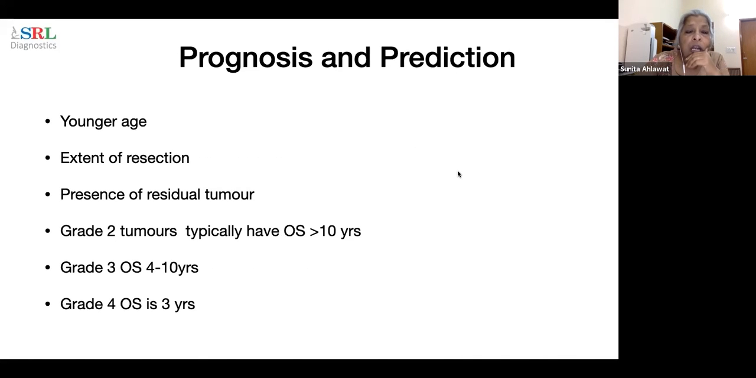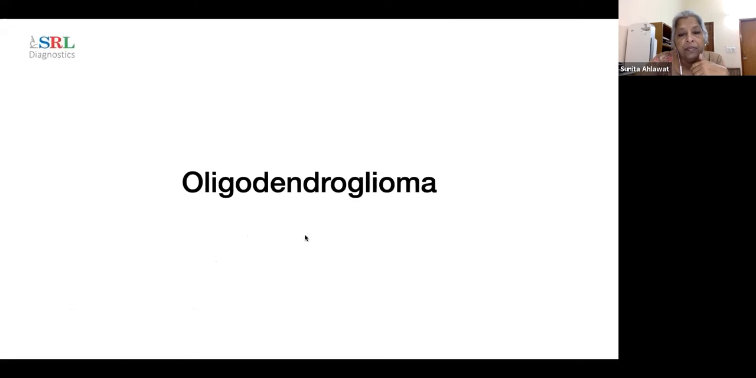The prognostic factors which give this tumor a good prognosis are younger age and good gross total resection, with shorter survival when there is residual tumor. The survival in grade 2 tumor is more than 10 years, that in grade 3 is 4 to 10 years, and grade 4 overall survival is less than 3 years. So any questions in astrocytomas?